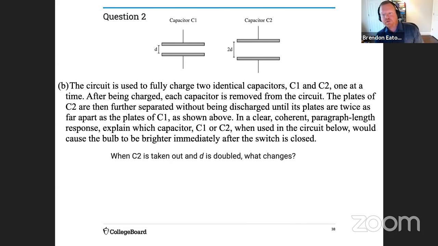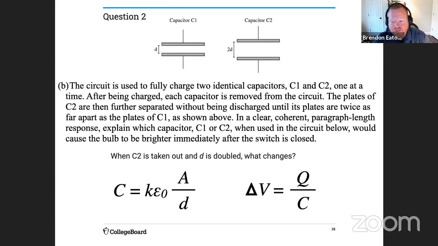So now you take C2, you take it out, D is doubled. What changes? Here's your formula chart stuff. I don't really like looking at them. There's capacitance. There's delta V. Okay, but they can be important as part of your response. It's going to be tough to type these things, but if you need to, go for it. But this is the way that I use it. I'm going to explain it to you.